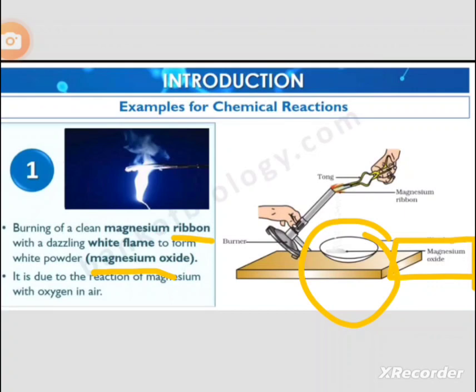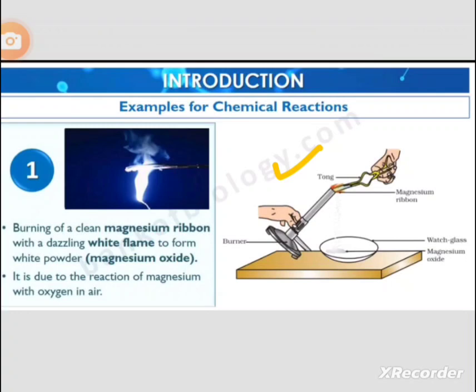Now, why does this reaction occur? Why does the magnesium ribbon burn? Due to reaction with oxygen. We know everything burns in the presence of oxygen, and oxygen is the basic necessary condition for the combustion of anything. So, I hope it's clear. When a magnesium ribbon burns, there is a white color flame. Second question: the color of the ash obtained is white, and the product is magnesium oxide.